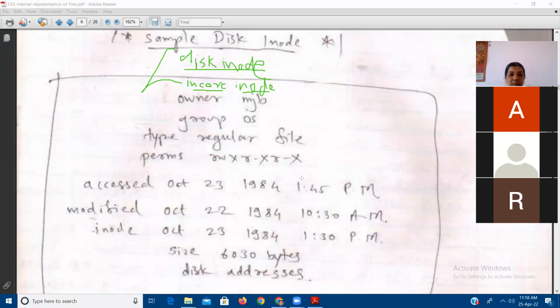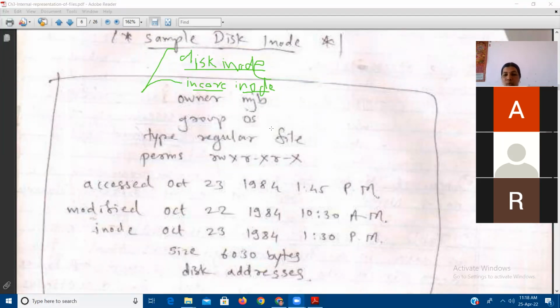So here if you look, first one is owner mgb. Owner चं नाव दिलेलं आहे. Owner चं नाव आहे mgb. Group चं नाव आहे OS. Again this is a conceptual example. OS हे ग्रुपचं नाव आहे.